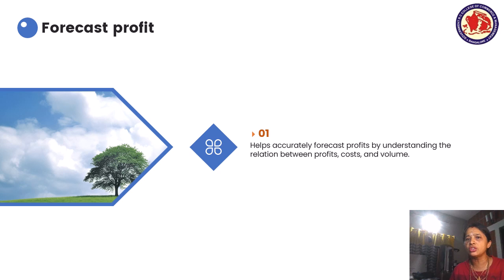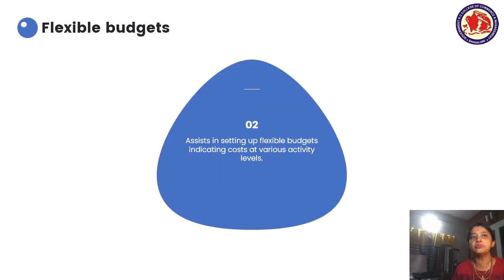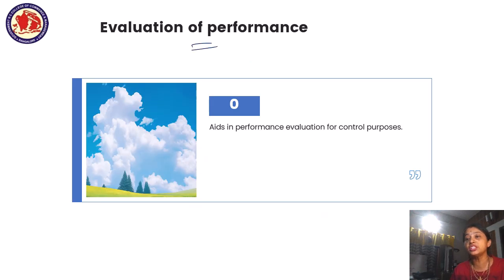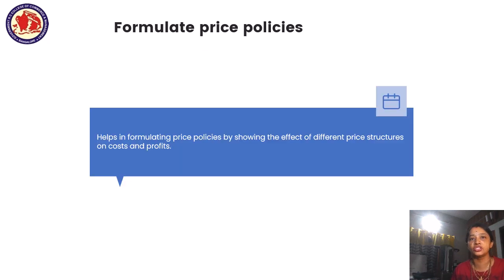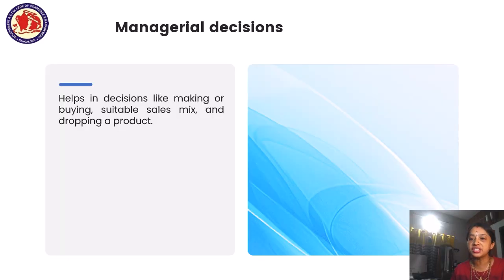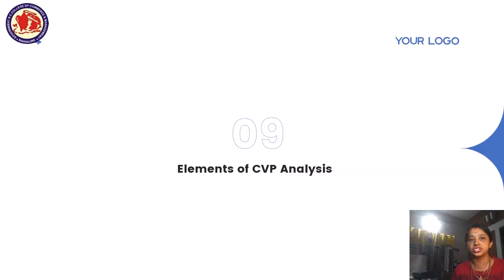Now why do you have to do all these things? It helps us to forecast how much profit you're going to earn. It helps you to prepare flexible budgets. In advance you can prepare and check what is the position of your company. It helps in evaluating the performance of your organization, especially for controlling your organization. It helps you to fix the selling price of your product. It helps in taking managerial decisions in the organization. So all these are the different objectives of CVP analysis.